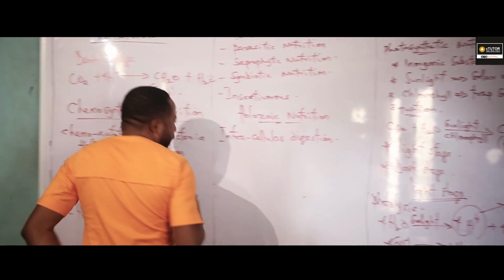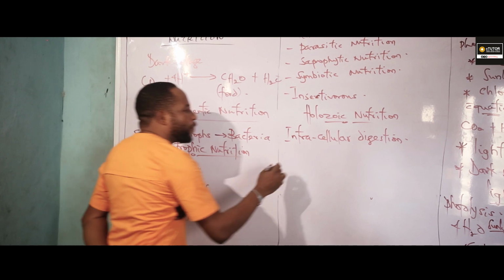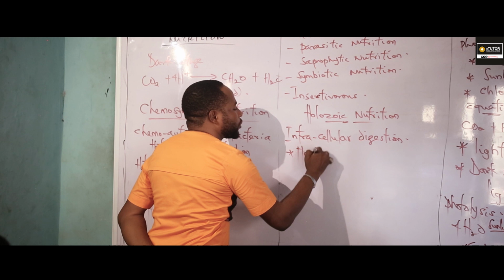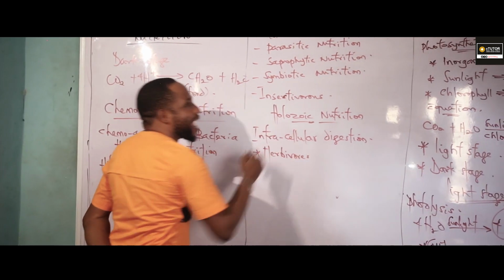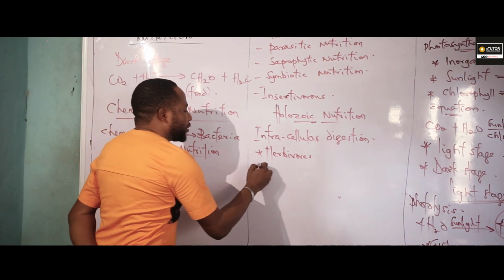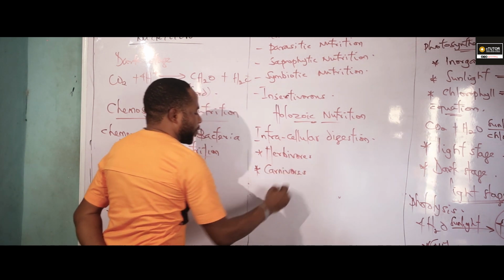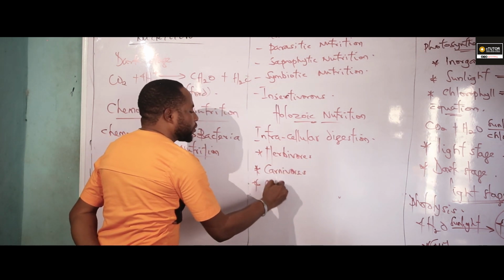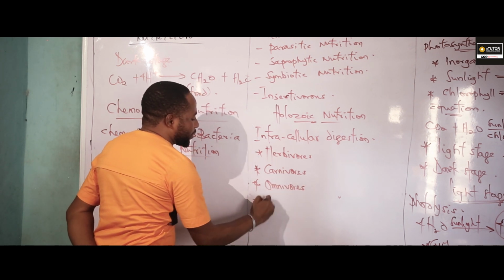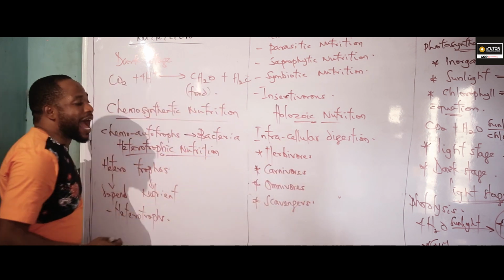So we have 4 different types of organisms that carry out Holozoic nutrition. The first type is called herbivores. The second one, we have carnivores. We have omnivores. And we have scavengers.